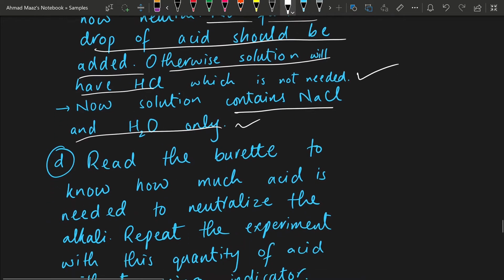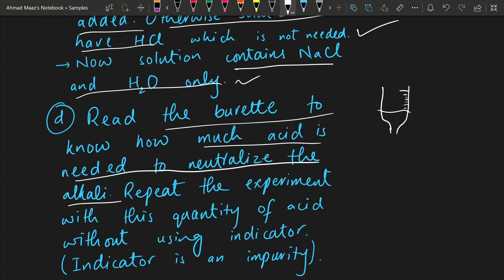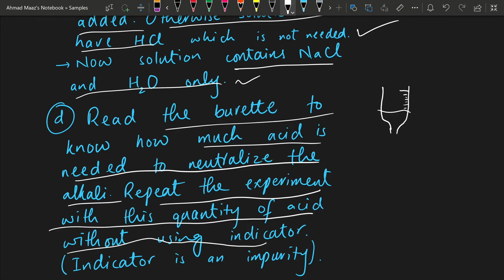What we'll do is read the burette reading. We'll see how much acid has been added, read the burette from the scale and note down that reading, and that is the amount of acid needed to neutralize that alkali. Now we'll repeat the experiment with this exact same quantity of acid, and we will not use indicator in this next experiment.